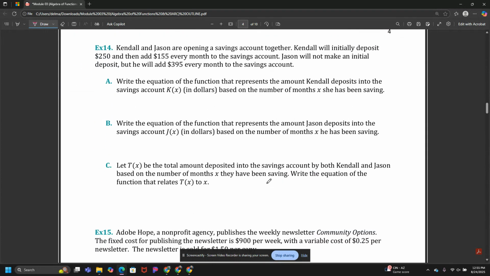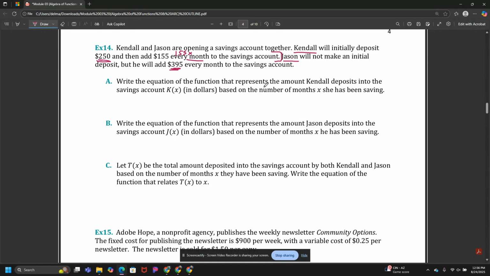Now let's look at some word problems. Kendall and Jason are opening a savings account together. Kendall will initially deposit $250 and then add $155 every month. That lets me know that this needs a variable because it's every month. Jason will not make an additional deposit, but we will add $395 every month to the savings account. Okay, so I'm writing two different equations. I got one for Kendall and one for Jason.